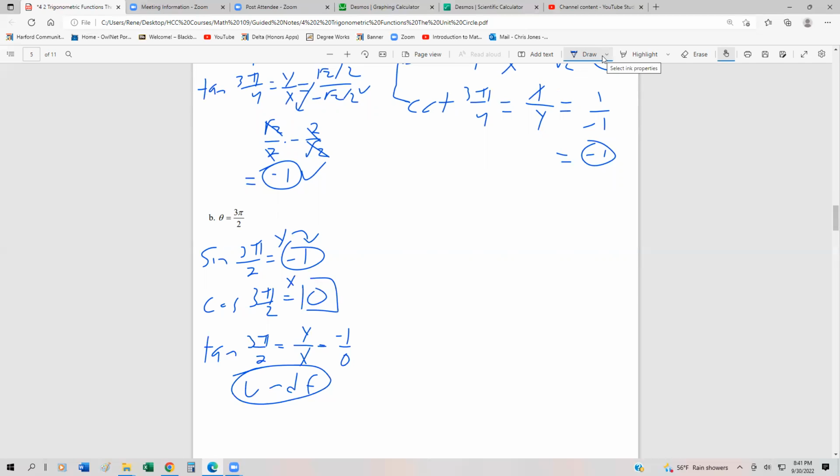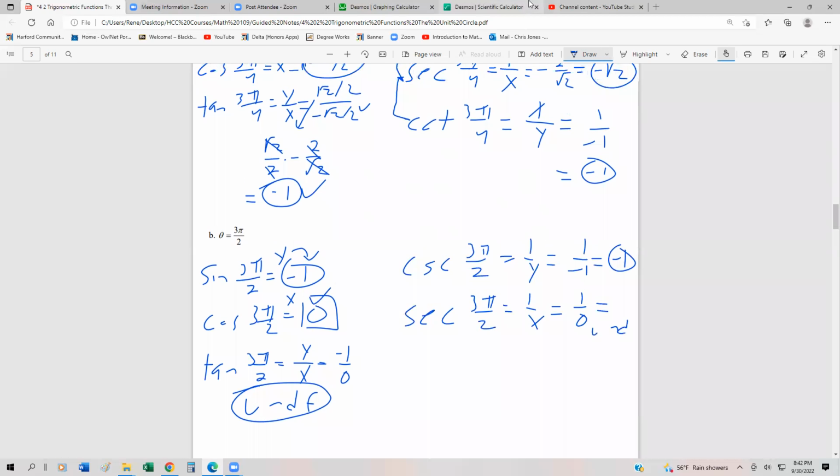Once we have these three, then we just have the reciprocals. So for instance, the cosecant at 3 pi over 2 is 1 over the y value, which is 1 over negative 1, or that's negative 1. For the secant at 3 pi over 2, that's 1 over the x value. And we know that the x value is 0, so that's 1 over 0, which is undefined as well. All right, so multiple trig functions at specific angles can be undefined. It's not just one of them that could be undefined.